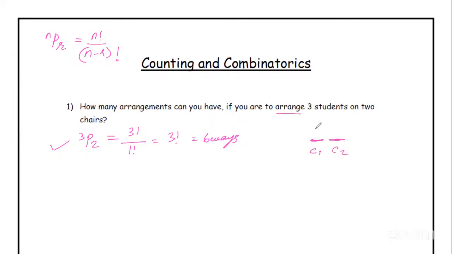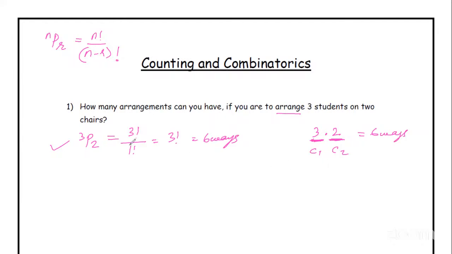On the first chair, any of the 3 students can come. One of the students is seated on the chair, so there are 2 students remaining. So the second chair, any of the 2 students can come. So there are 6 ways, 3 into 2, 6 ways to arrange 3 students on 2 chairs.